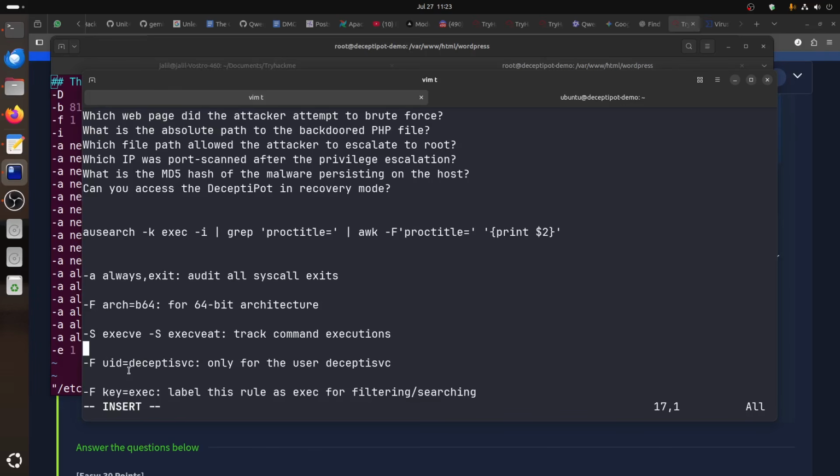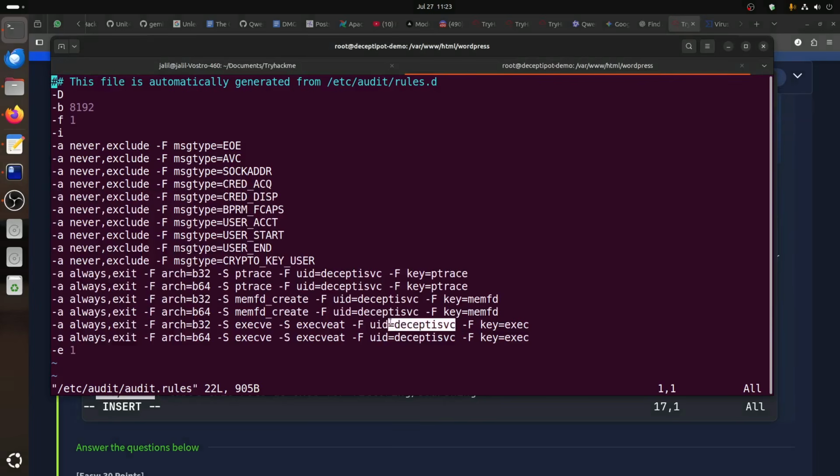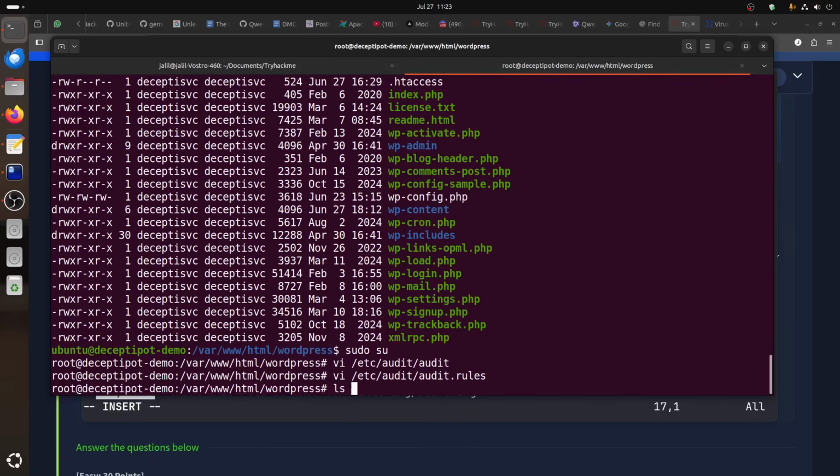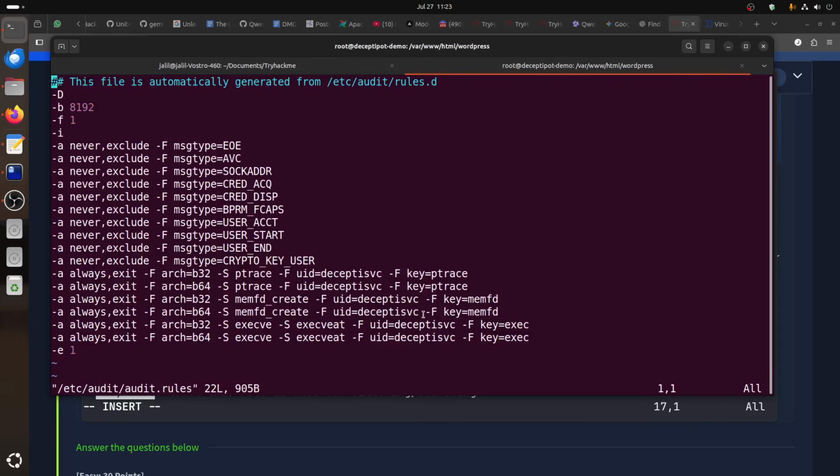And then you have the user deceptivc and the key exec, which labels the rule as exec for filtering. So if we filter with the key exec, we'll get the data. Very important is this user deceptivc, because as we said, when we do ls -la, we know the user. So if the attacker arrived through WordPress, they will arrive as this user, and then we can trace it because we have rules for that user.